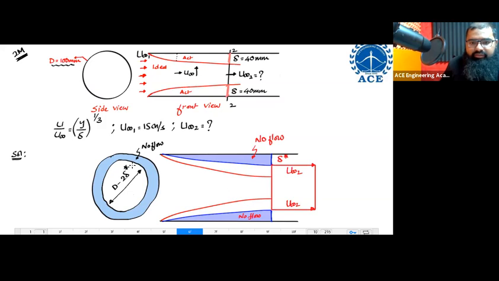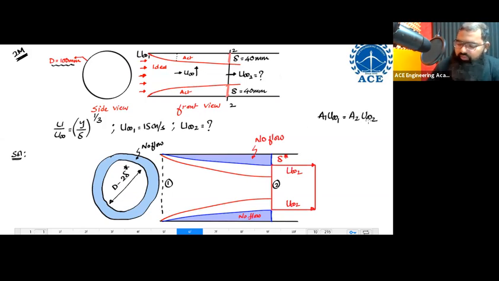So now I can use the continuity equation. This is A1 and it is having a velocity u infinity 1. This is A2 and having a velocity u infinity 2. This is section 1, and this over here is section 2. By continuity equation, A1 u infinity 1 has to be equal to A2 u infinity 2.